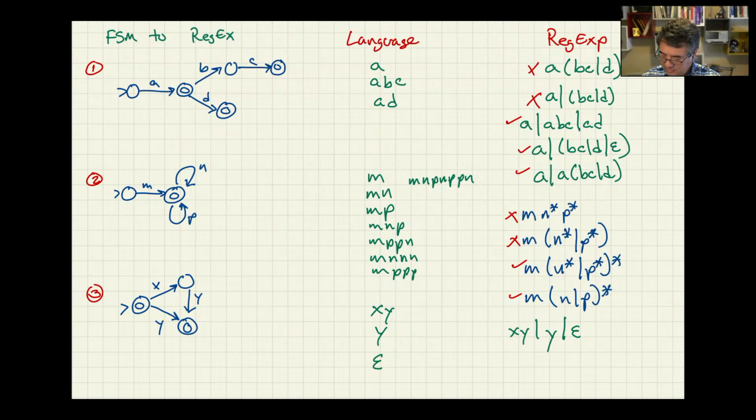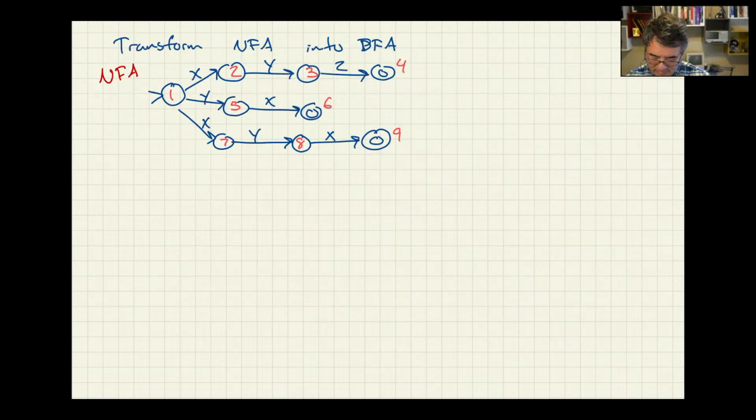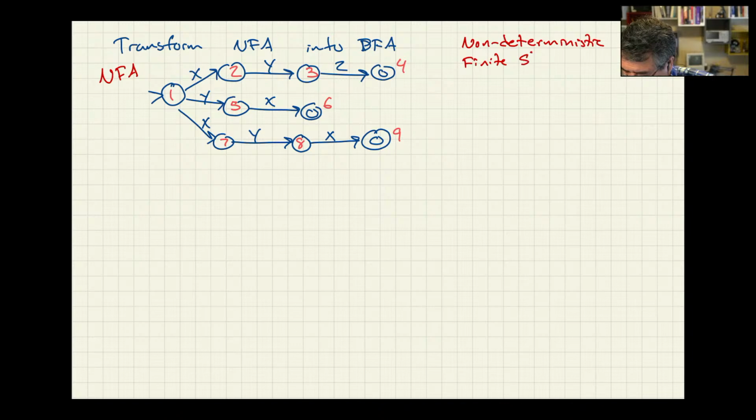Okay, so as I said before, you can draw a finite state machine that has some ambiguous choices in it. This was the one we drew a bit earlier, where that first state has two transitions labeled x. And this is called a non-deterministic finite state automaton, or NFA.